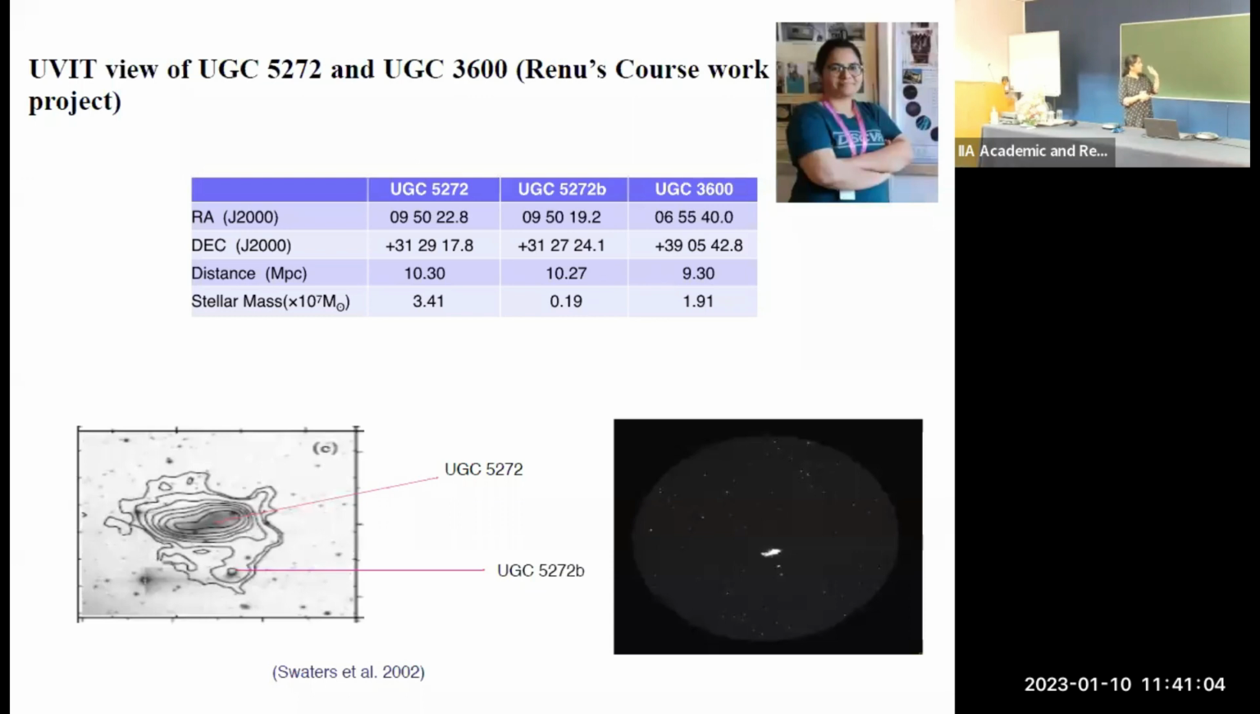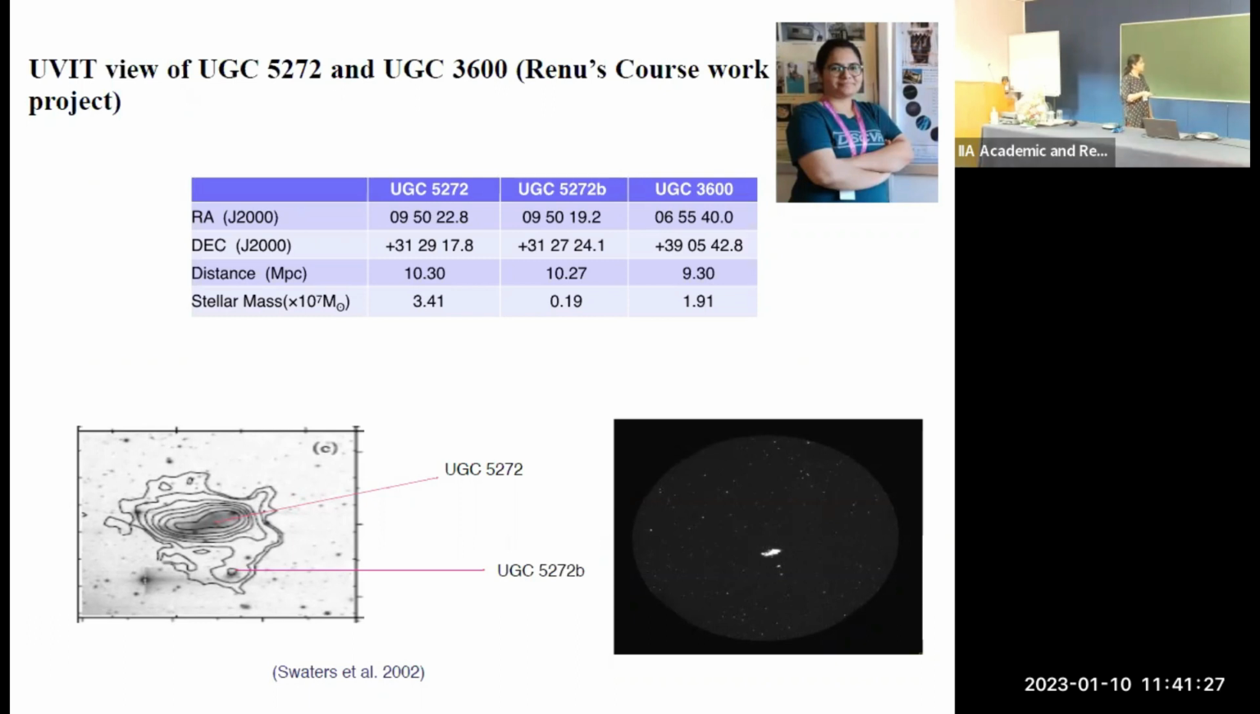From the sample, we have taken two systems, UGC 5272 and UGC 3600. This work was done by Renu as part of a coursework project. We chose these because this is an interacting system and this is a control, as you can see that they have a similar stellar mass. So we can compare at least 5272 with UGC 3600.